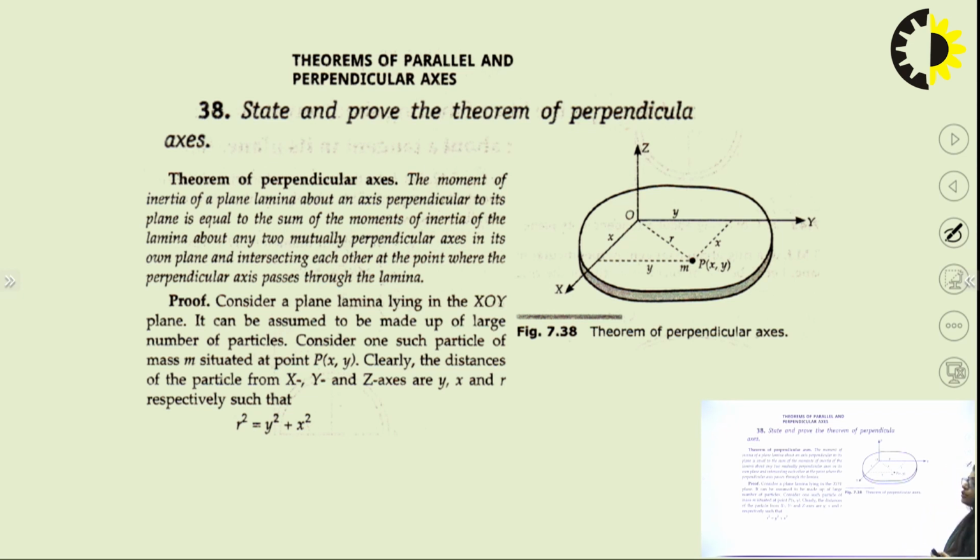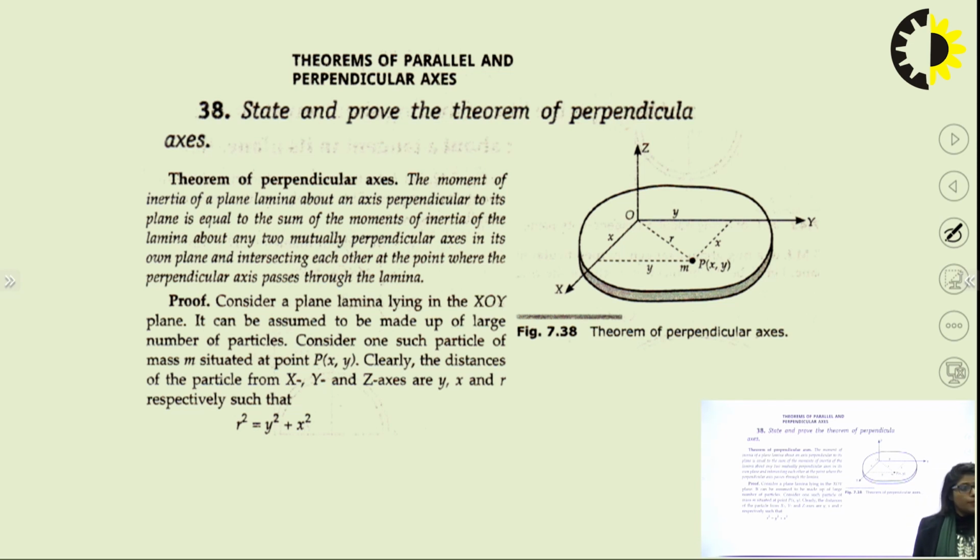In the extension of this topic, I know that there are two theorems used for moment of inertia, which help to find the moment of inertia. So we read about it in this: state and prove the theorem of perpendicular axis. These two theorems are the perpendicular axis theorem and another is the parallel axis theorem. First we discuss the perpendicular axis theorem.